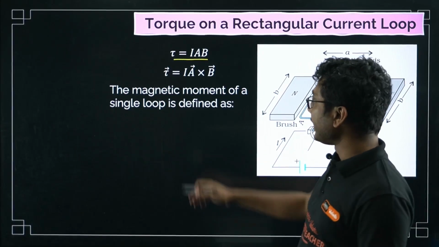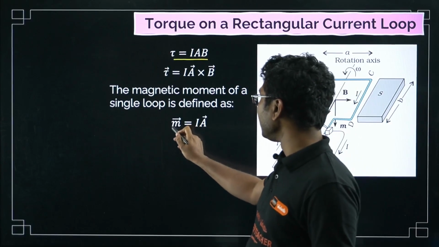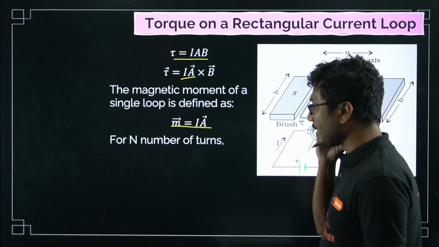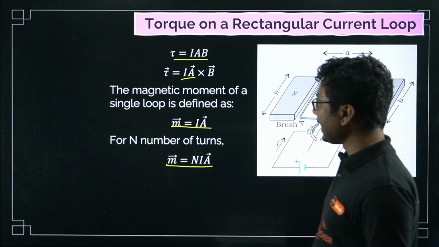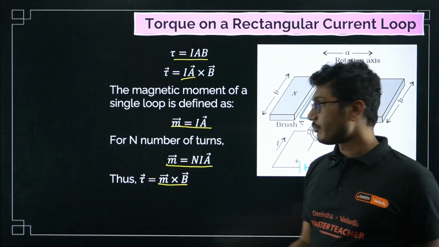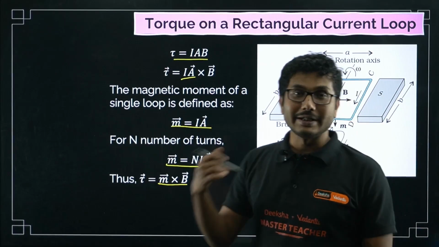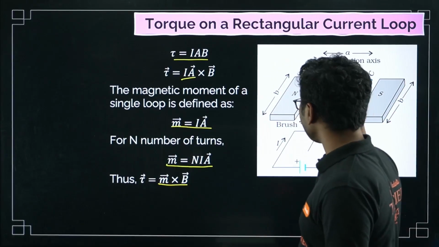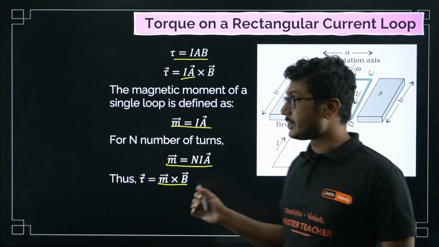The magnetic moment of a single loop is defined as M is equal to I into A. For n number of turns the magnetic moment is NIA, and the torque is basically M cross B. Very, very important formula. So it is MB sin theta. Based on the angle theta, the torque magnitude also varies whenever you are considering this magnetic loop, right? There are a few questions on this as well.